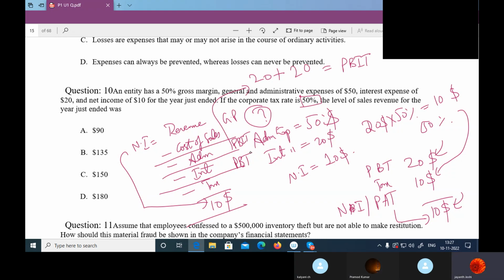So now from PBIT, what will I do? I will add the administration expenses to get the gross profit, correct? So 40 plus 50 is equal to 90. 90 is my gross profit, correct?